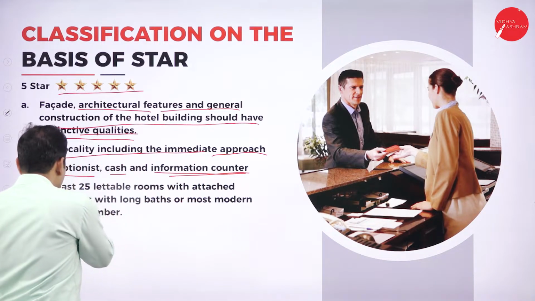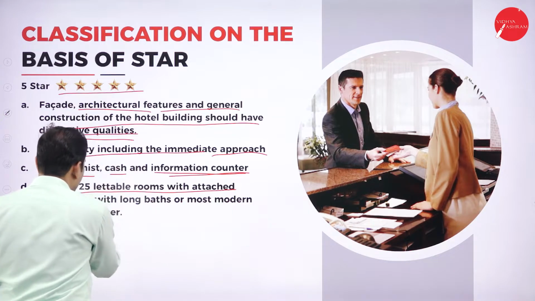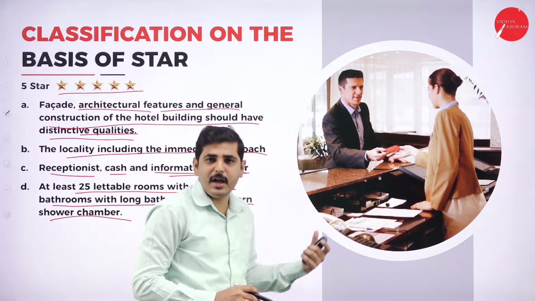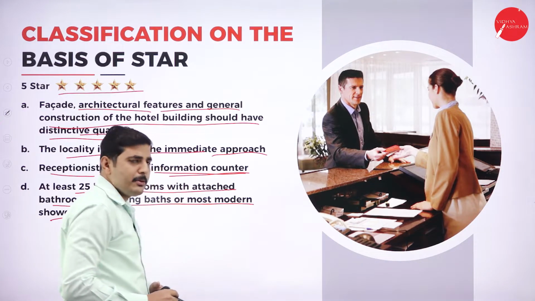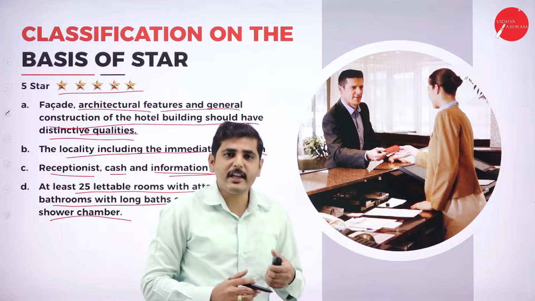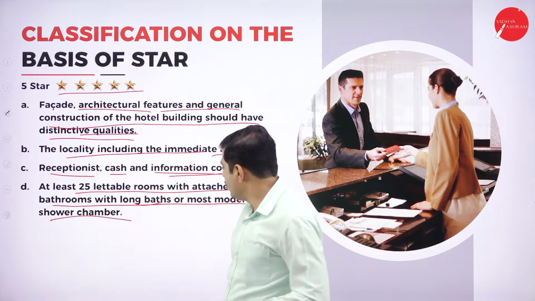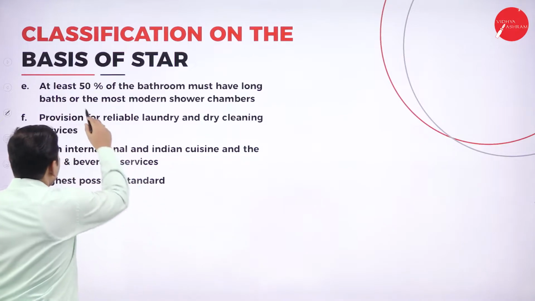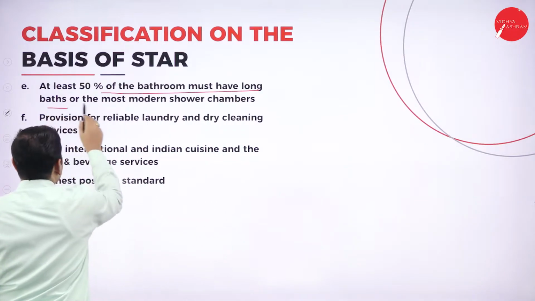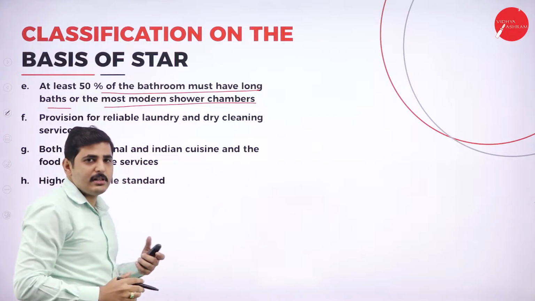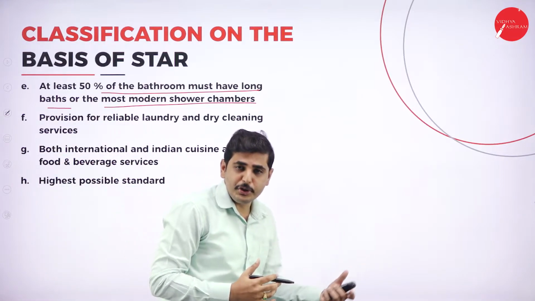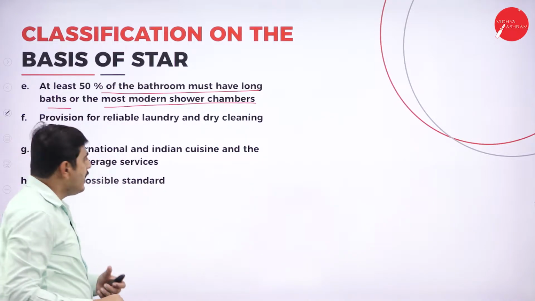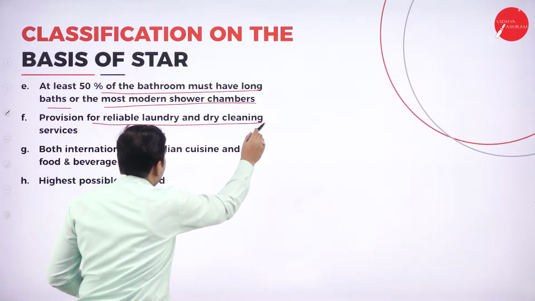Next one, at least 25% lettable rooms with an attached bathroom with a long bath and most modern shower chamber. So at least 25% of the total rooms should have a long bath and also a bath chamber, and very expensive bathroom and other materials should be used in this type of hotels. Next one, at least 50% of the bathrooms must have long baths or most modern shower chambers. In this type of hotels, at least 50% of the hotel rooms should have facilities like the most modern shower chamber. And next one, provision for reliable laundry and dry cleaning facilities.